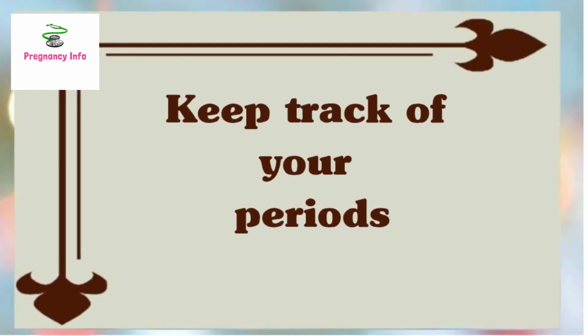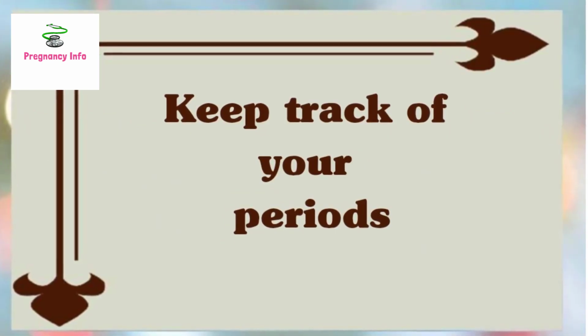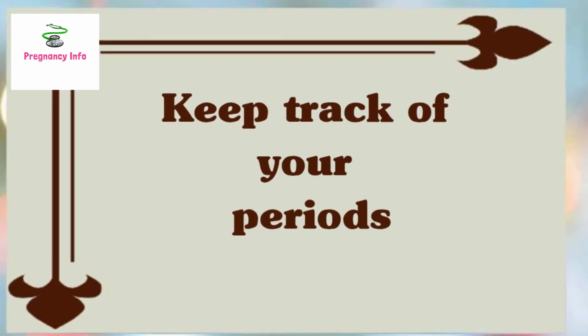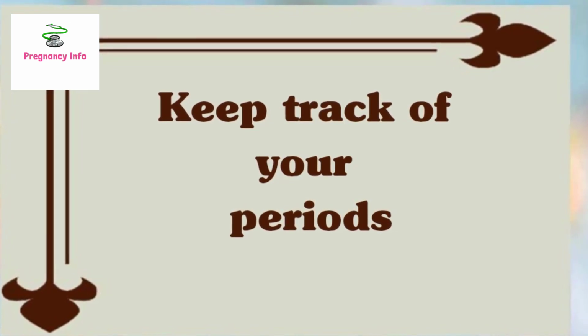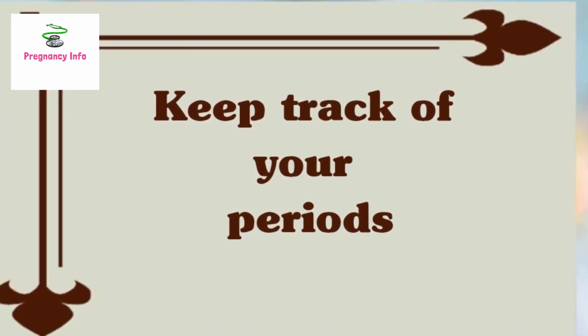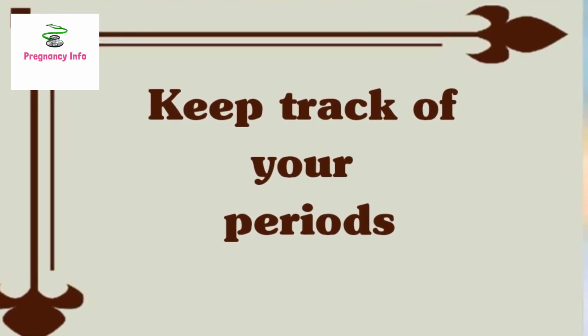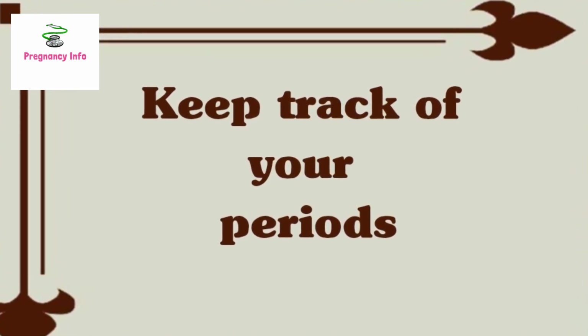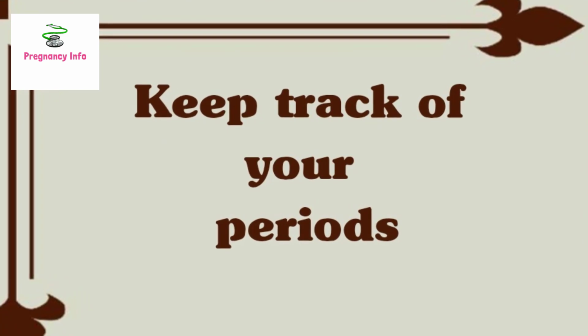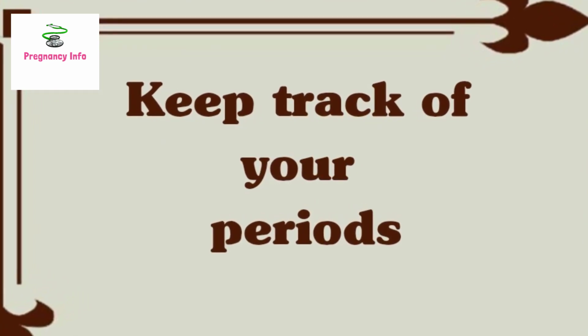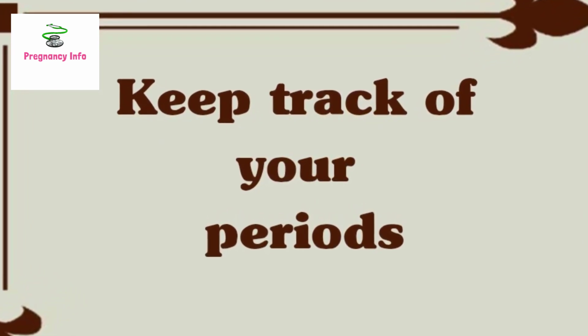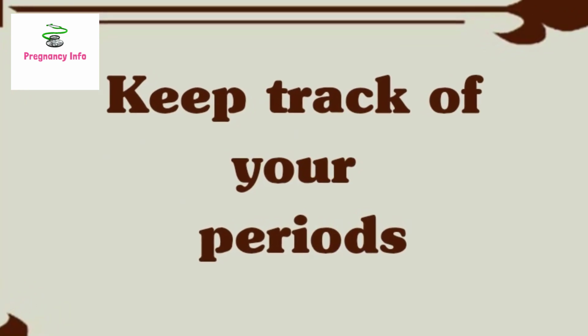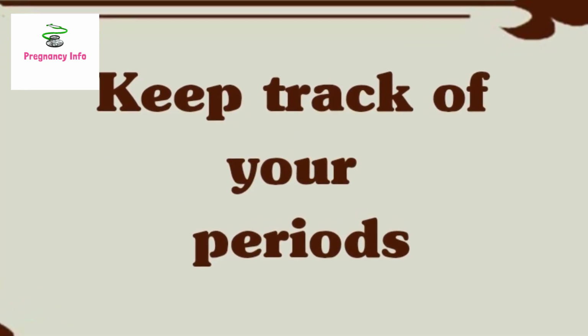Step number 1. Keep track of your periods. How many days elapse between your periods? This is the first important piece of information to know. If you are not sure how long and how regular your cycles are, here's how to find out. Mark your calendar on the day you get your period. This is day 1. Count each day until your next period arrives, when you will begin at day 1 again.